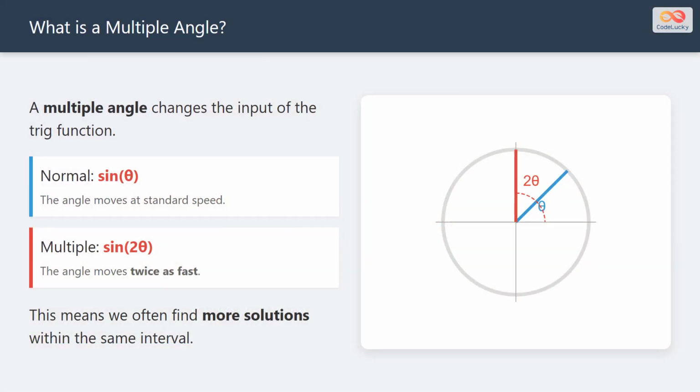First, let's understand what we mean by a multiple angle. In a standard equation, we usually see sine of theta. This represents an angle moving at a standard speed around the circle. However, when we have sine of 2 theta, the input angle is multiplied by 2. This means the cycle moves twice as fast. Because it moves faster, it completes more cycles in the same amount of time, often leading to more solutions than you might expect.